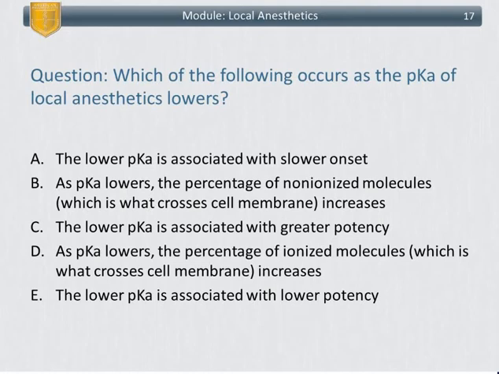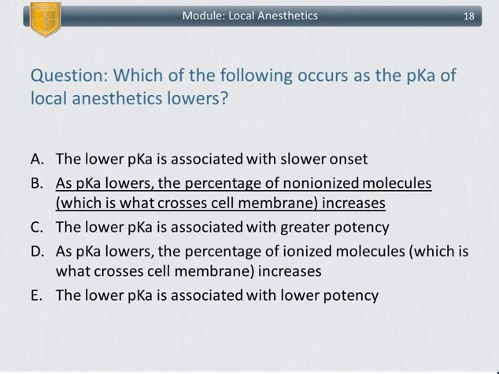Okay, question for you. Which of the following occurs as the pKa, which we haven't talked about yet but will, of local anesthetics lowers? So as the pKa number for a local anesthetic drops, which is true? A, the lower pKa is associated with slower onset. B, as the pKa lowers, the percentage of non-ionized molecules, which are the ones that cross the cell membrane, increases. C, the lower pKa is associated with greater potency. D, as pKa lowers, the percentage of ionized molecules which cross the cell membrane increases. E, the lower pKa is associated with lower potency.